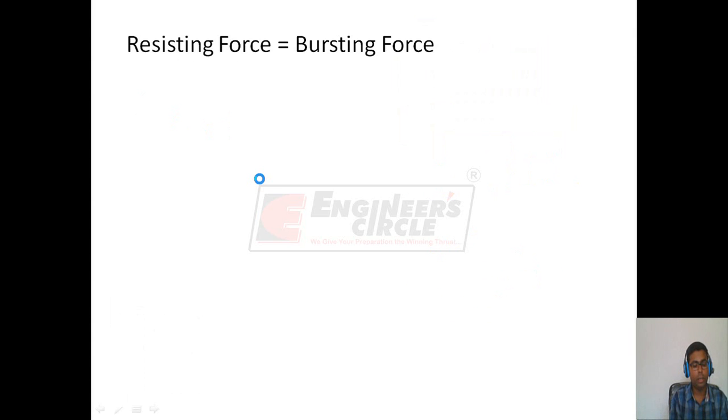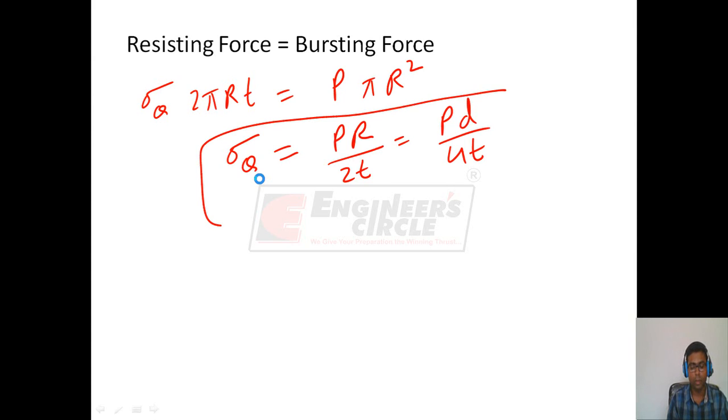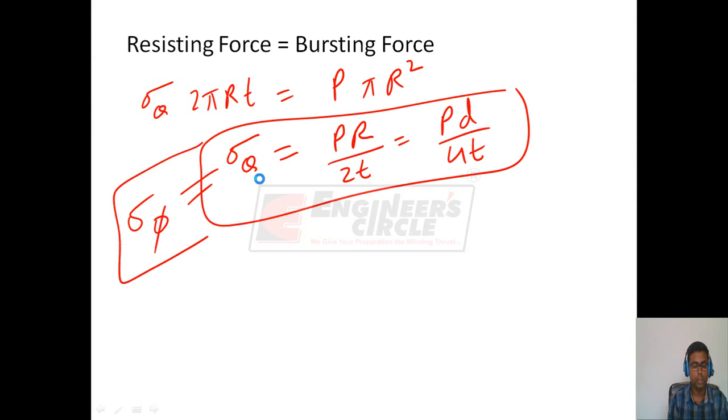So we can write the resisting force as sigma theta into 2 pi r t and the bursting force as pressure into pi r square. Therefore we get hoop stress sigma theta equal to p r by 2t, which can also be written as p d by 4t, and this will be the same as sigma phi because of symmetry.